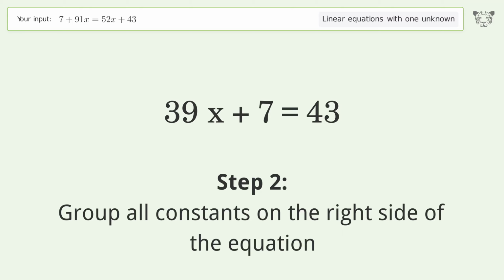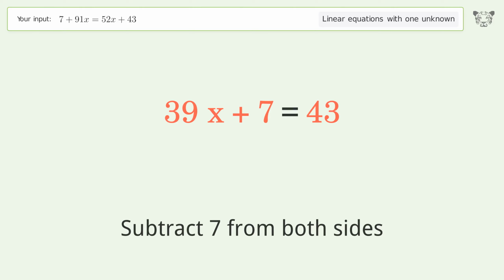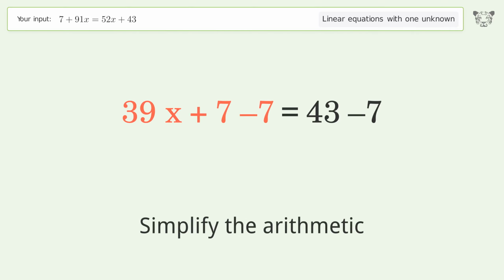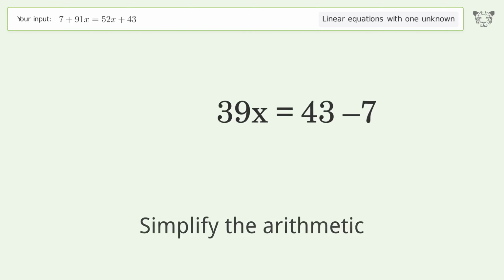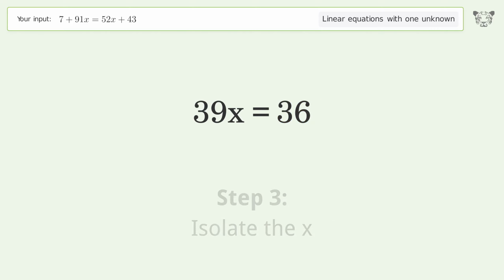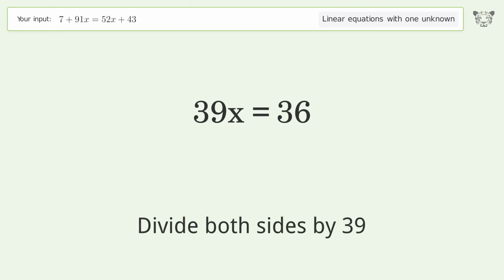Group all constants on the right side of the equation. Subtract 7 from both sides. Simplify the arithmetic. Isolate the x. Divide both sides by 39.